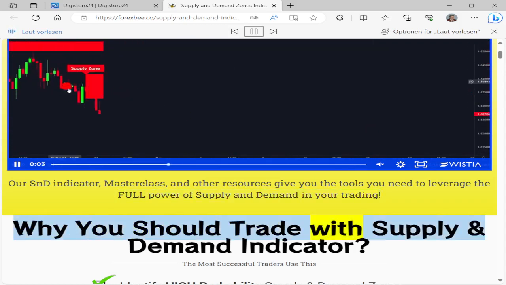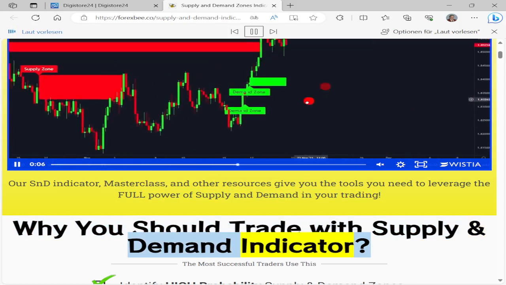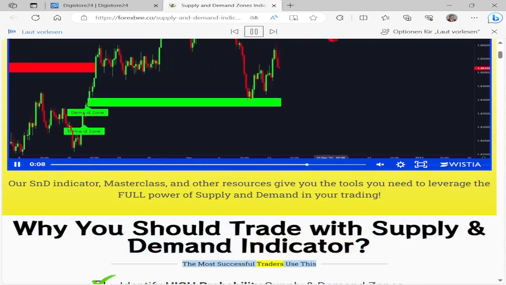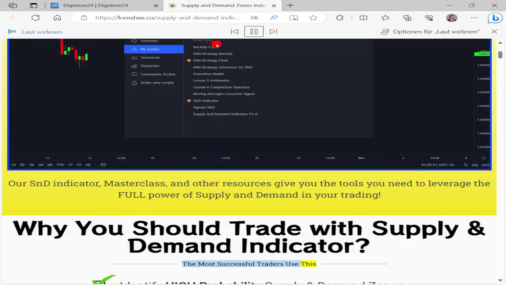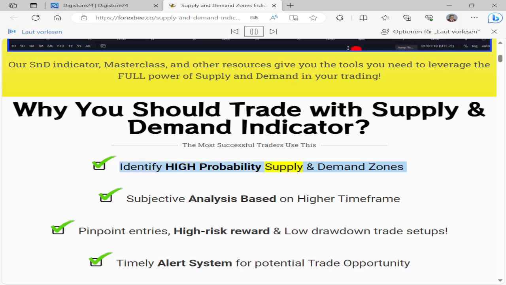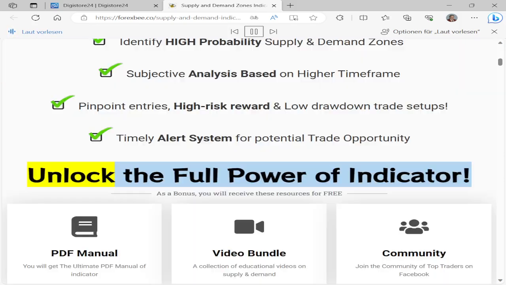Why you should trade with the supply and demand indicator. The most successful traders use this. Identify high probability supply and demand zones. Subjective analysis based on higher timeframe. Pinpoint entries, high risk reward and low drawdown trade setups. Timely alert system for potential trade opportunity. Unlock the full power of the indicator.